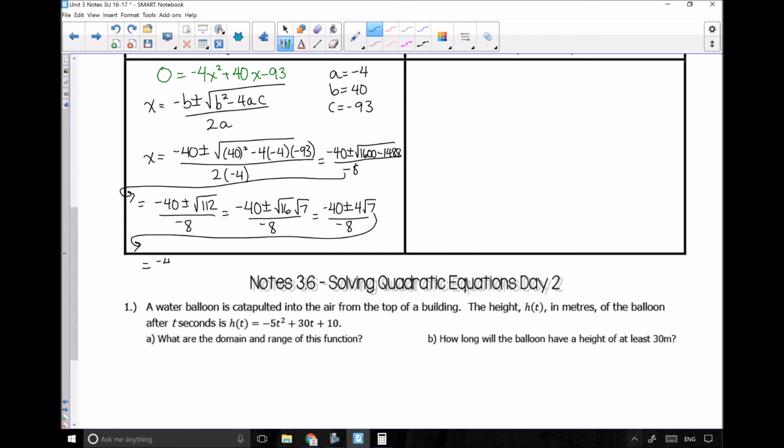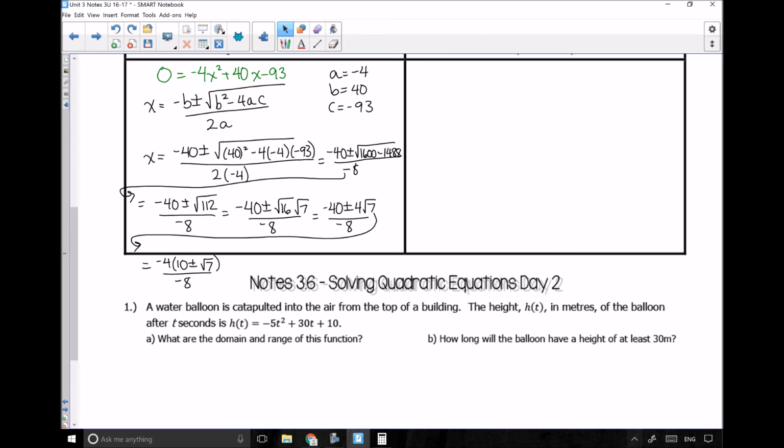So I'm going to factor out a negative 4. When I factor it out of negative 40, I get positive 10. When I factor it out of 4, I get 1, so I get 1 root 7, or just root 7. Now when I factor out a negative out of a positive, I get a negative. And when I factor out a negative out of this negative here, I get a positive. So it still is going to end up being plus or minus root 7 all over negative 8.